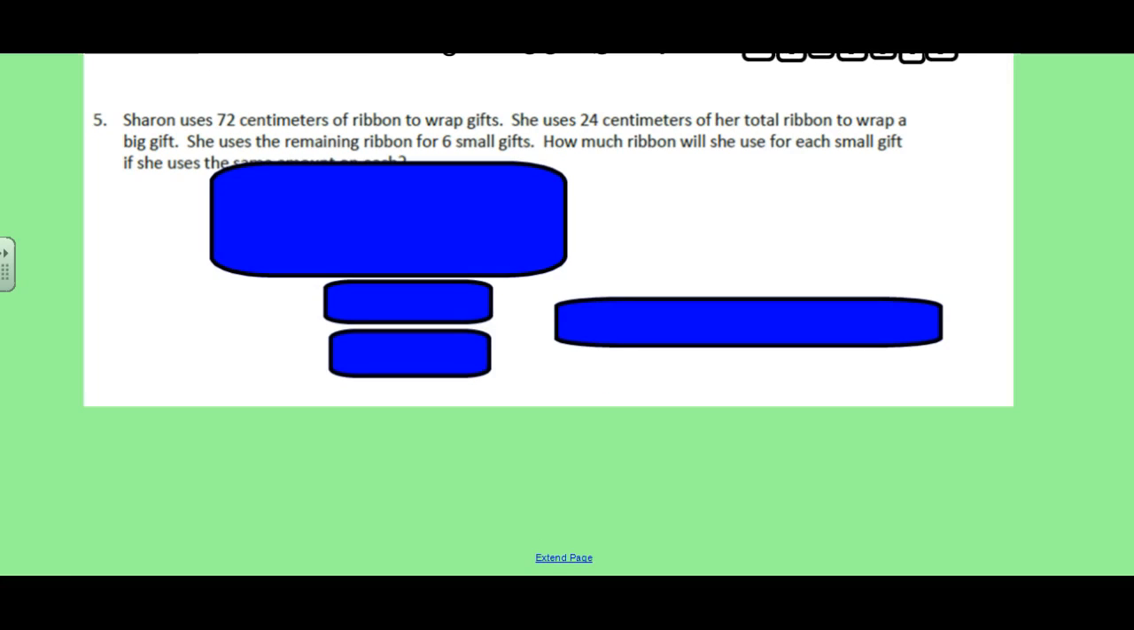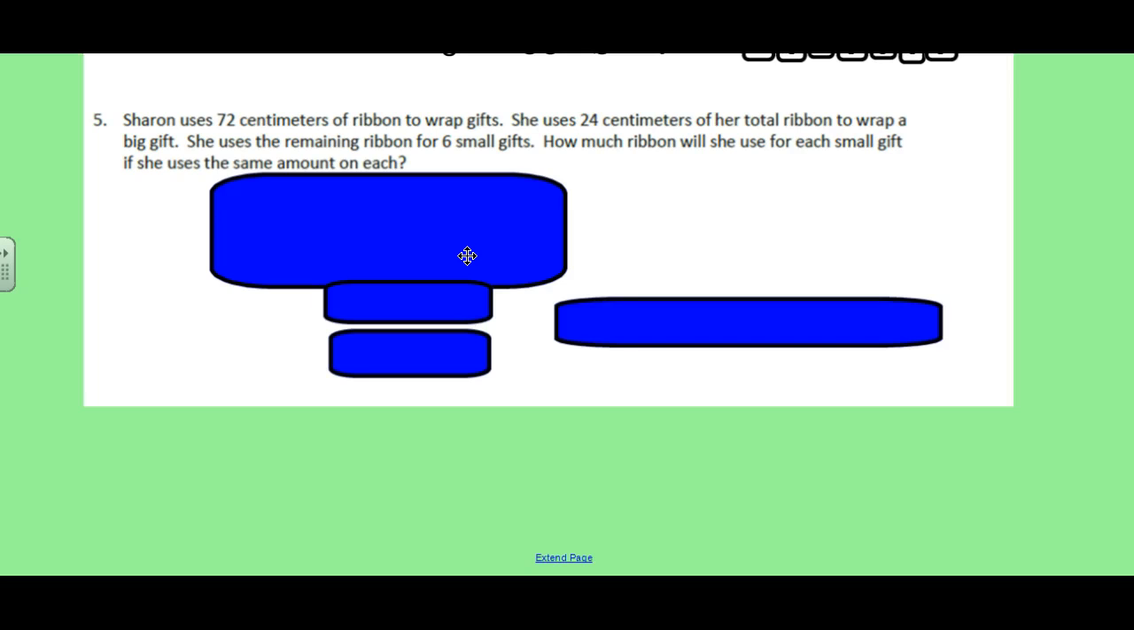Sharon uses 72 centimeters of ribbon to wrap gifts. She uses 24 centimeters of her total ribbon to wrap a big gift. She uses the remaining ribbon for 6 small gifts. How much ribbon will she use for each small gift if she uses the same amount on each?